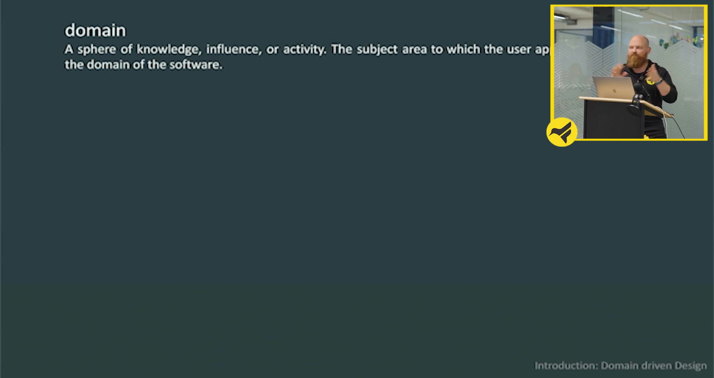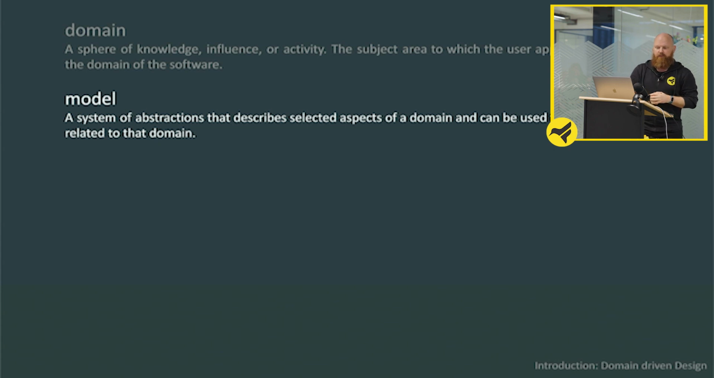Maybe, I don't know really what this means, but I think I know what it's about a little bit. But I really like the sphere of knowledge, influence, or activity. So it's some sphere that you, well, it's about that thing. Then there is a model. That's a system of abstractions that describes selected aspects of a domain and can be used to solve problems related to that domain. Okay, nice.